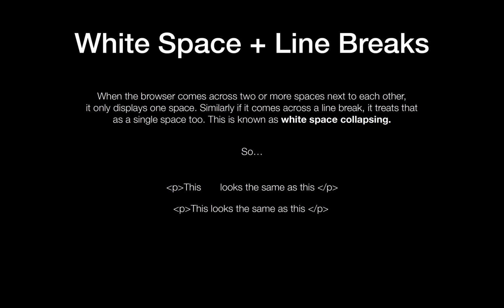With code, the web browser is smart enough to guess and fix a couple of things for you, and it just defaults to this. White space collapsing. So for example, this looks the same as this. If you had spaces in between there, it would actually just show up as this, because the browser is just going to read that and close that up for you.